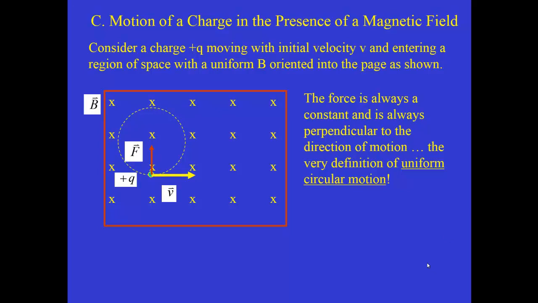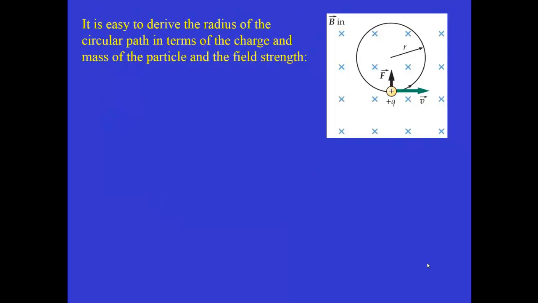Now remember, this means the velocity has a constant magnitude and the magnetic field is uniform everywhere in this vicinity. And it also means that the charge has to be moving in a plane perpendicular to the magnetic field. We can work out the quantitative relationships between the charge, the velocity, and the radius of the orbit very simply.